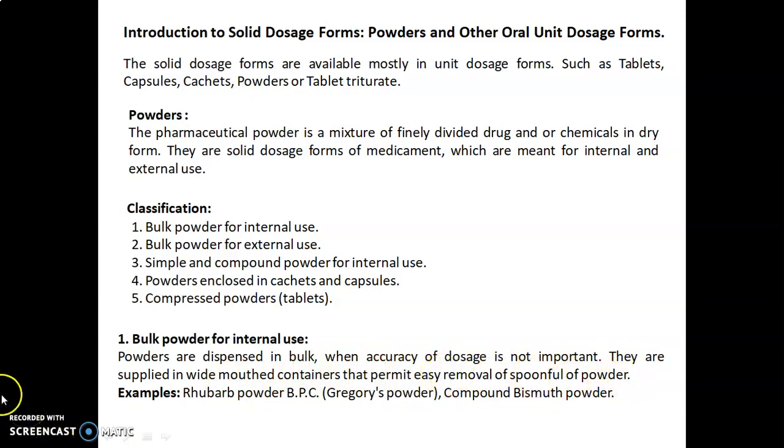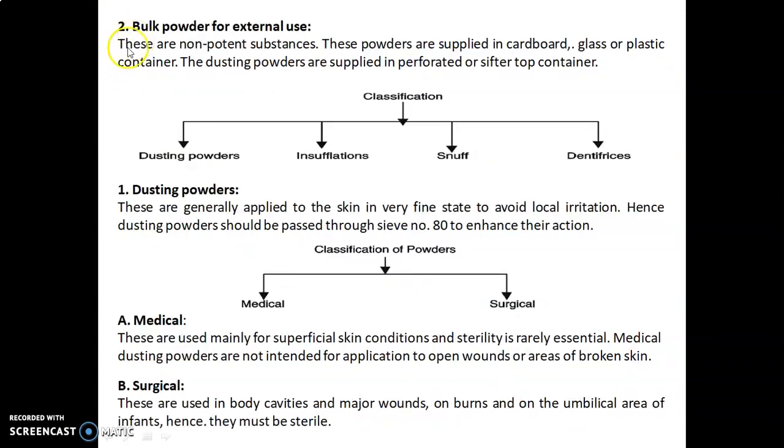Examples of bulk powder for internal use are rhubarb powder, BPC, that is known as Gregory's powder, and compound bismuth powder. Second one, that is bulk powder for external use. These are non-potent substances. These powders are supplied in a cardboard, glass or plastic container. The dusting powders are supplied in a perforated or sifter top container. The classification of this bulk powder for external use is first of all dusting powder, then insufflation, snuffs and dentifrices.